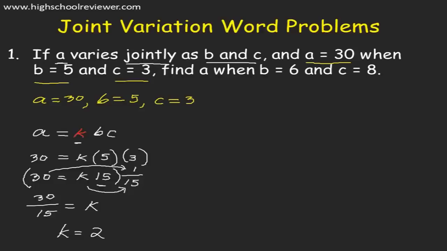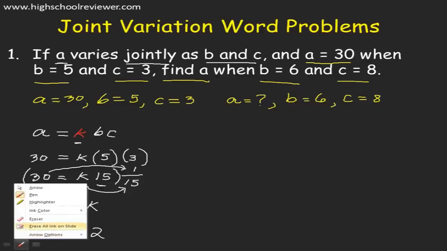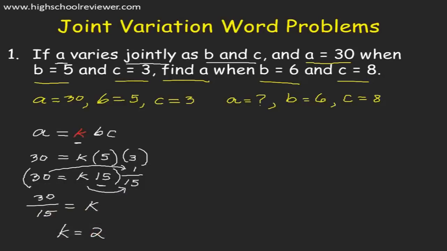Okay, so next, let's continue to read the sentence. Find A. So, meaning to say that A here will be the unknown when B is equal to 6. So, B here is 6, and C is equal to 8. So on the succeeding statement, A is our unknown, so we have to find the value of A. Again, we will use the equation A is equal to K times B times C.